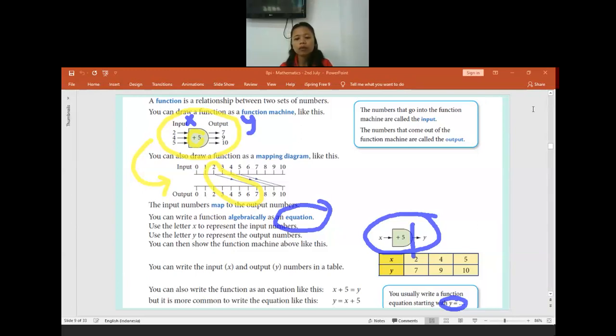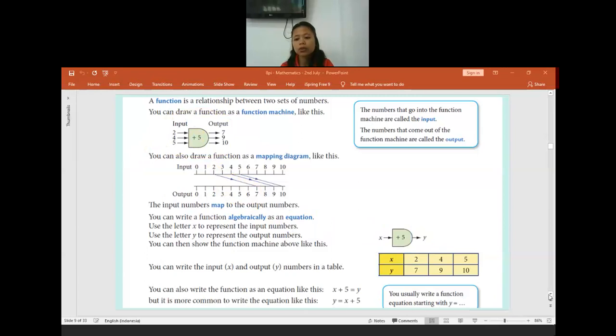Is there anyone who has difficulties or is getting confused so far? No? Really? If you have no difficulties, I think it's okay for you to try exercise 2.4 by yourself. I'll give you 10 minutes to do question 1 until question 5. It's in your textbook, page 25. Can you do it?